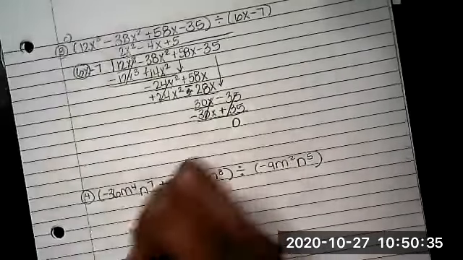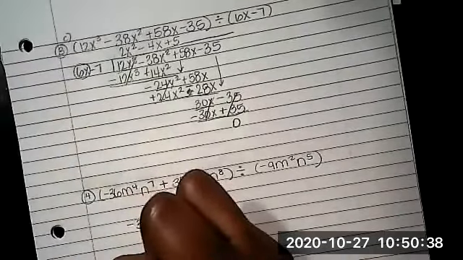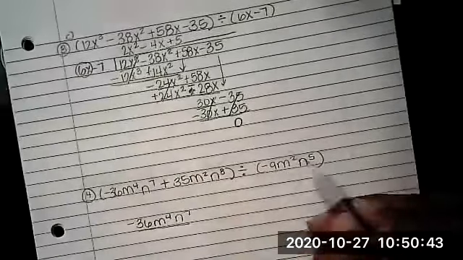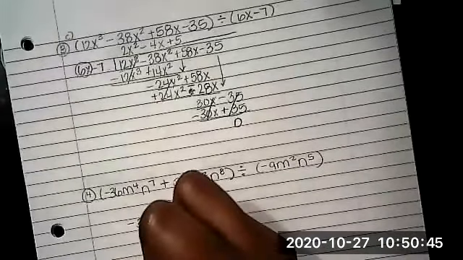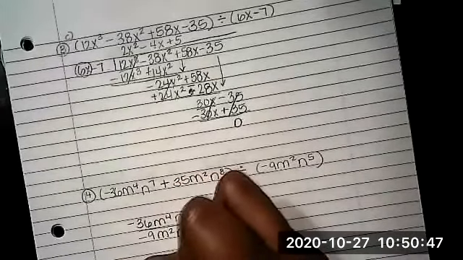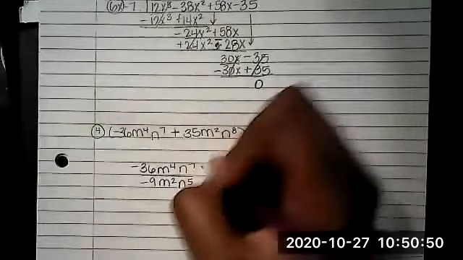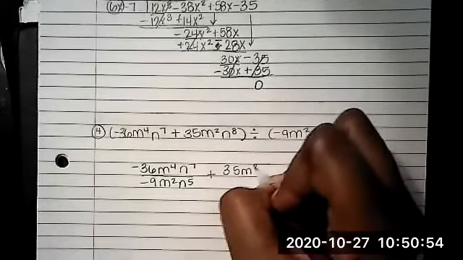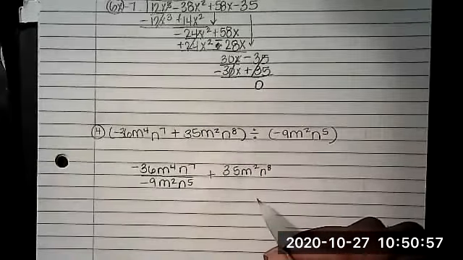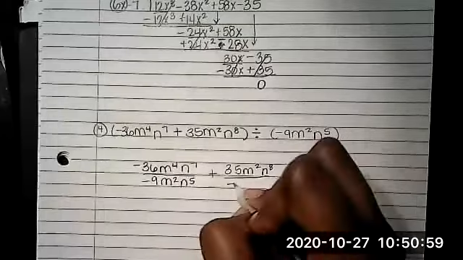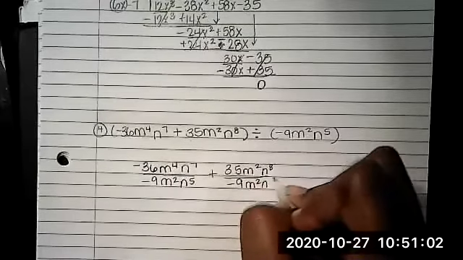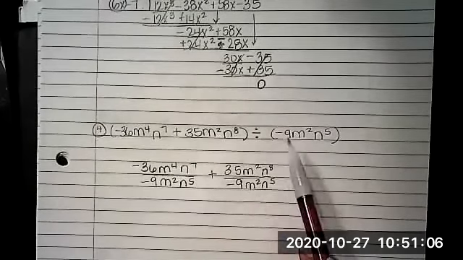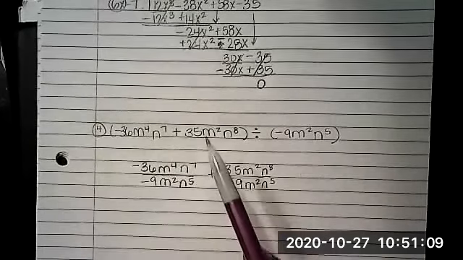So now it's going to be negative 36m to the 4th n to the 7th over this monomial, negative 9m squared n to the 5th, and then, of course, the plus sign, plus 35m squared n to the 8th power over negative 9m squared n to the 5th power. So you see that these are the same. I just took this and divided this by this and then that by that.